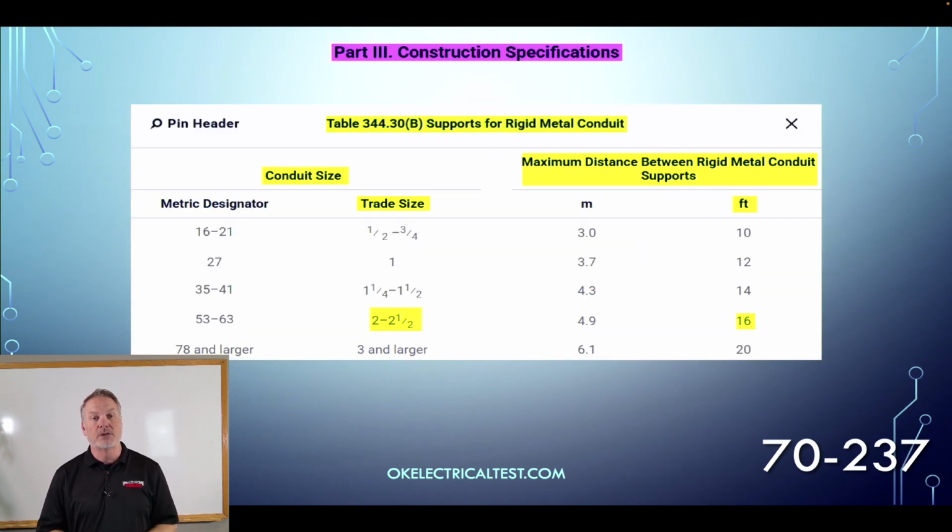Let's go to Part 3 construction specifications, and we're going to go to 344.30, letter B, supports for RMC. And we've got our trade size over here on the left-hand side, and then we also have our support intervals on the right-hand side. So you can see 1/2 inch just needs to be supported every 10 feet, right? And then things like 3 inches or larger, it's got a larger diameter, it's harder to bend, right? More structural rigidity. That's going to require support less often. But specifically on the test, we're going to take a look at a 2 inch, and that needs to be supported every 16 feet.